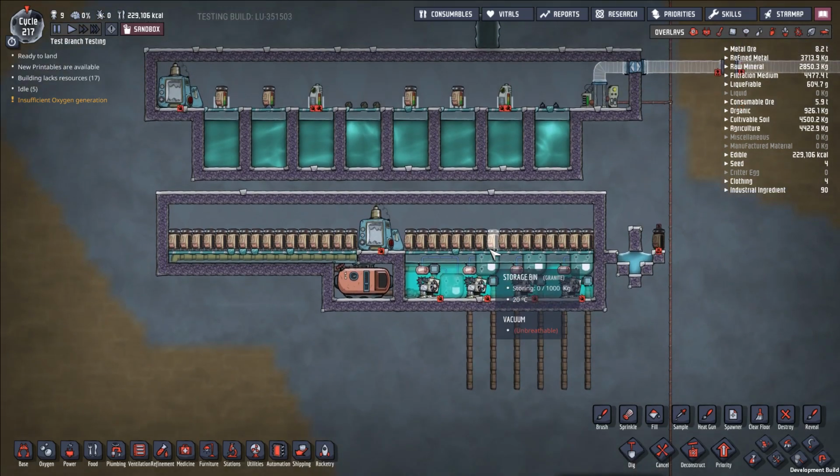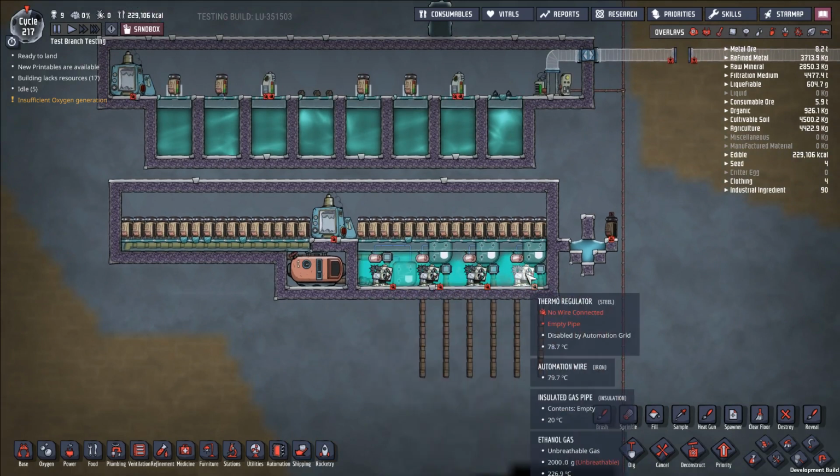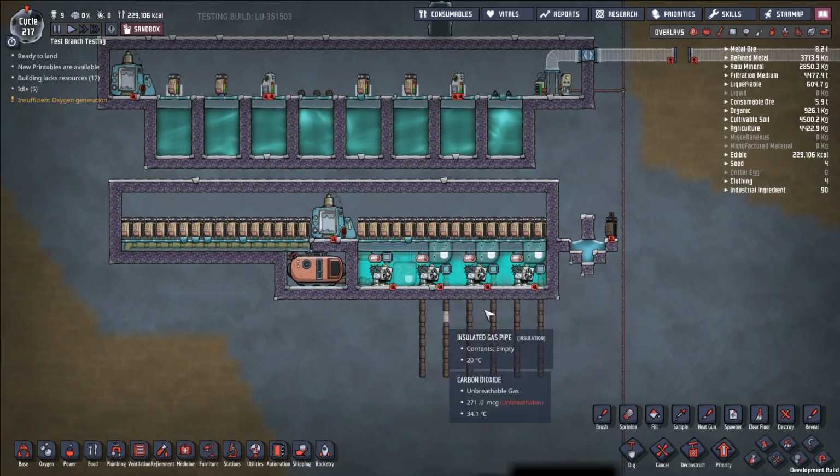Now, let's talk a little bit about your thermoregulator maintenance system. This is going to be something that's pretty basic for a lot of people who've advanced through the game and played a lot of the stuff, but it's worth going over right here.